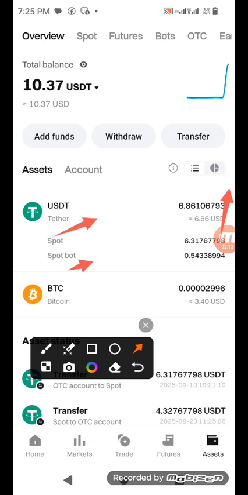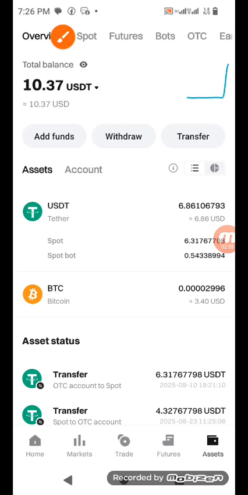But had it been that I don't have anything on spot, maybe my money is on OTC, you understand? Over the counter. I'm going to go to this transfer and make sure the money is not somewhere else. It could be in OTC, it could be in spot bot, but I want to bring it back to spot. I go to transfer and do that. That's by the way. So make sure that the money is in spot. Having done that, we'll go back here.